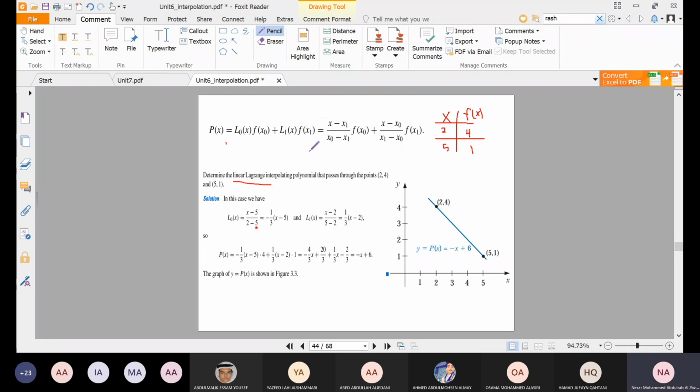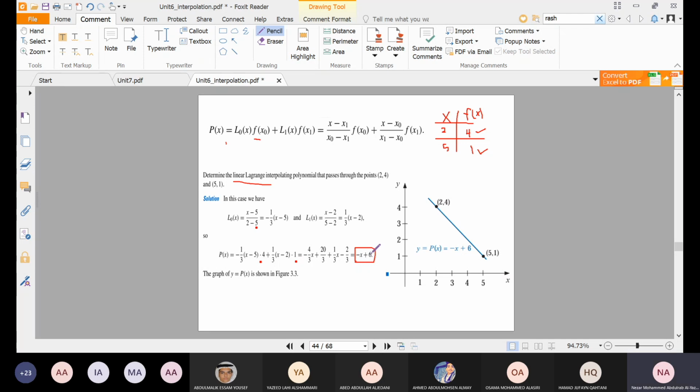So as a result, if I compute the value of L0 and L1, and f of x0 is given here in the table, and f at x1 is given here in the table, this equals 1 and this equals 4. So here I have 4 and this is 1. The functions, I just multiply and rearrange the equation. So at the end, this will be the linear equation by using Lagrange polynomial.